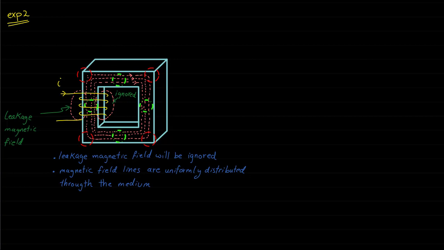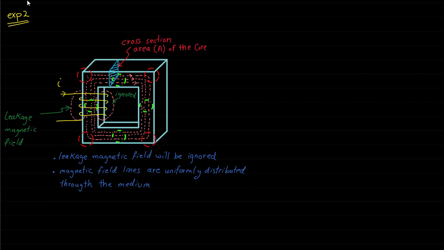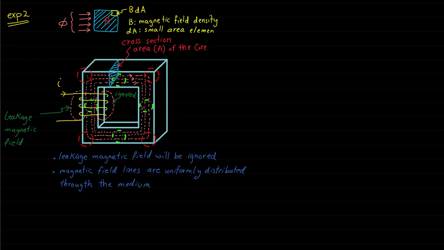Based on these two assumptions, the total magnetic field lines crossing the cross-section area A of this magnetic circuit can be calculated by integrating the magnetic field density over the total cross-section area. In more detail, if we integrate a small element B dA over all cross-section area A, the result will be as follows: Phi equals the integral of B dA, which equals BA, and the unit is Weber.